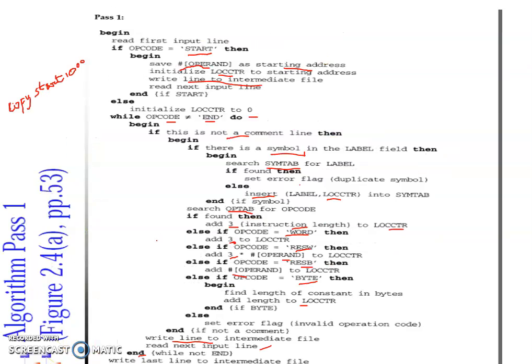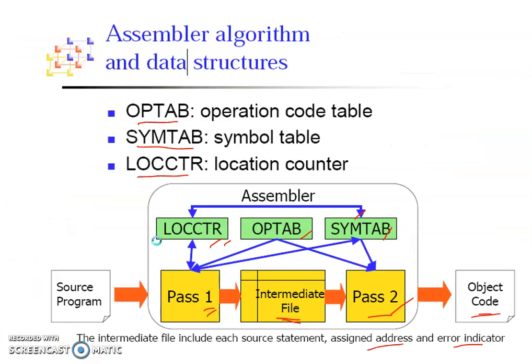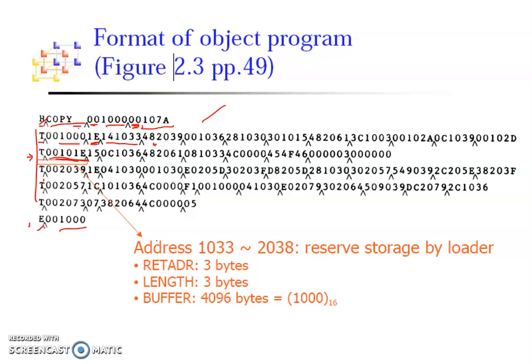After performing this, you will get the object program like this. This is the object program that is generated after performing Pass1 and Pass2.